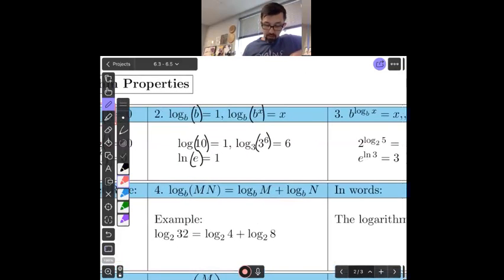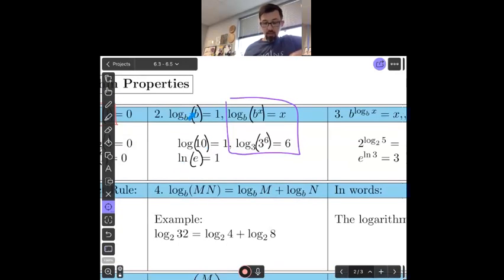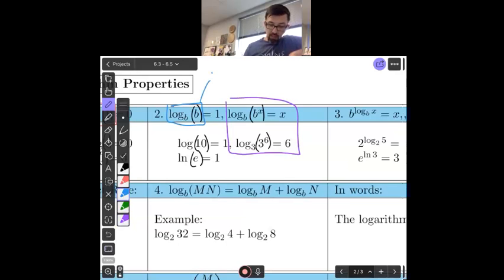Second property, this part here, we'll talk about in a second, okay? But looking at this part here, log base b of b equals 1. Why does log base b of b equal 1? Well, what does that mean? Log base b of b means b to the what power equals b.